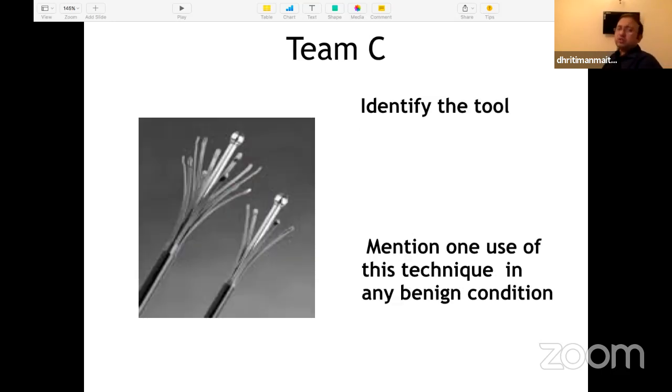Identify the tool. Mention one use of this technique in any benign condition. Mimansha? Yes, sir. So this is a radio frequency ablator, and it can be used in cardiac conditions also to ablate any ectopic foci. Very good, I'll give it to you. How did you identify this is a radio frequency tool? Sir, I could see a probe in front of it. There are nine branches. Yes, very indicative of a radio frequency ablator. So 10 out of 10 to Mimansha.